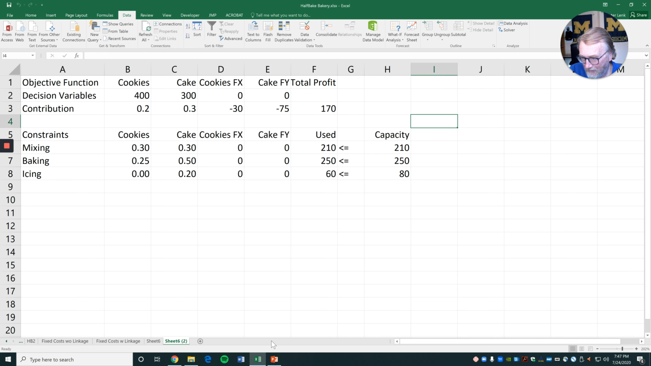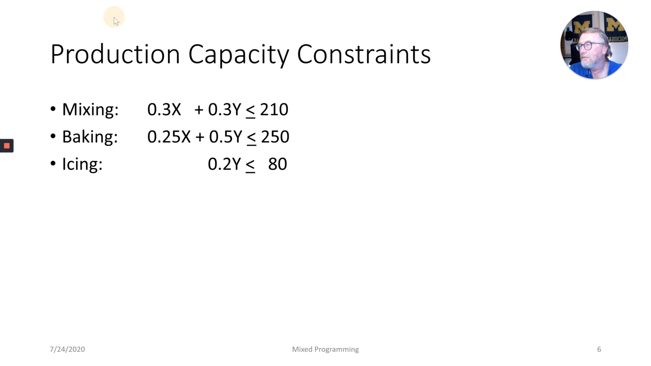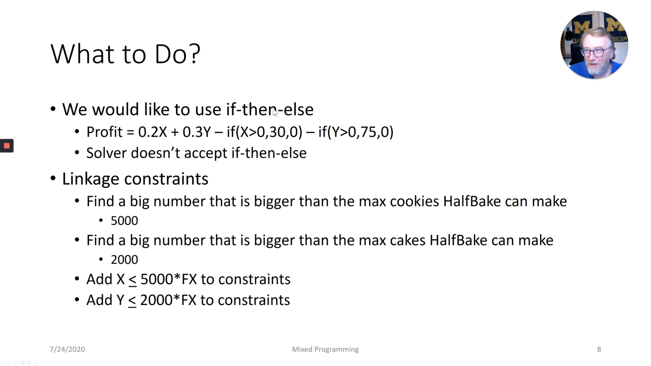Okay, so let me just go back to the PowerPoint slides. This is just the naive model we just set up. Well, I have a little bit fancier formatting for you all. And so what's wrong? You know, we have these zeros in here. So what do we have to do?